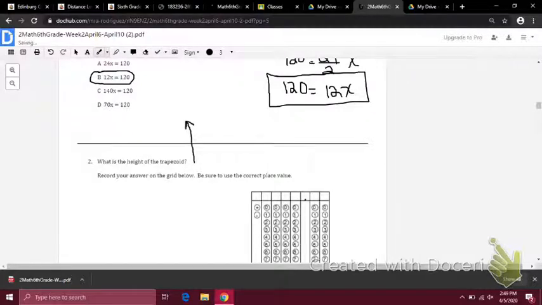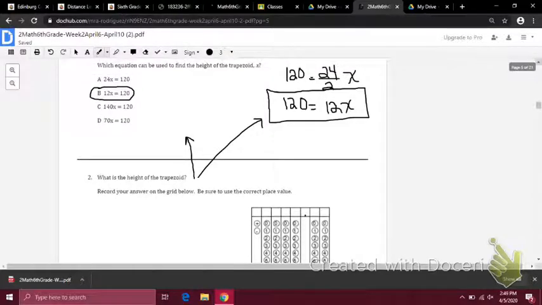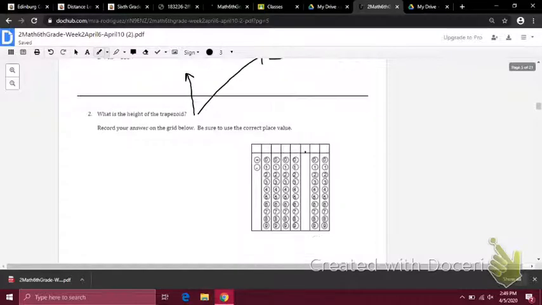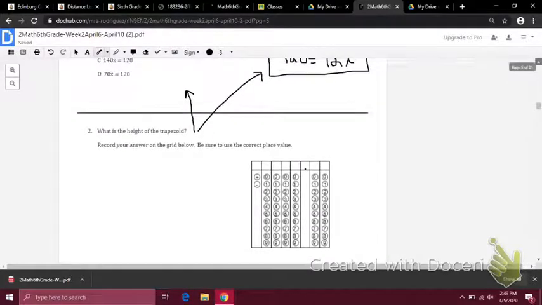Okay, so what you're going to do is use the equation that you came up with to find the height, because remember, the height right now is x according to the picture. The value of the height is x. That's what we're looking for. So we're going to use that equation. Let me move it up so you can see it a little bit.